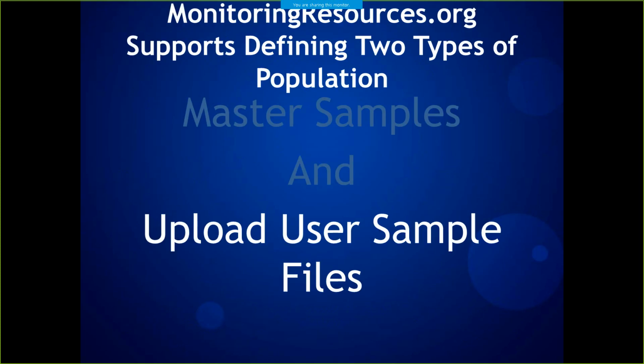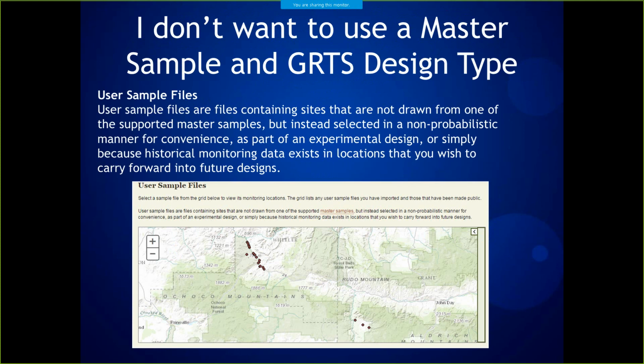And the second way that we support defining a population in monitoring resources is through the upload of user sample files. Basically, we're saying I'm not interested in using a master sample in the GRTS design type. We've built this other workflow that supports what we call user sample files. And user sample files are files that contain sites that are not drawn from one of the supported master samples, but instead are selected in a different way. For example, they could be non-probabilistic, part of an experimental design, historic, and so on. But you want to use the tool to create documentation and share your information.